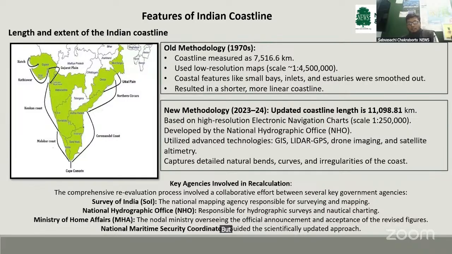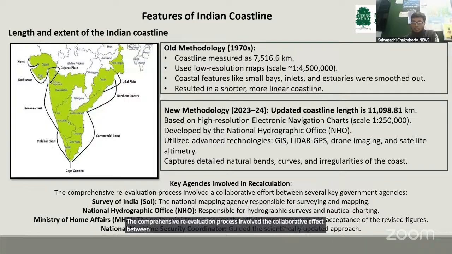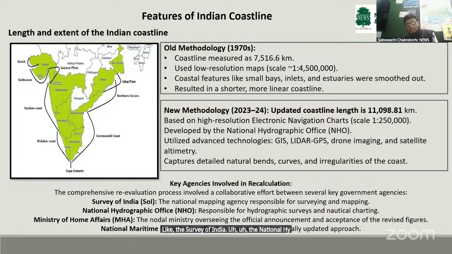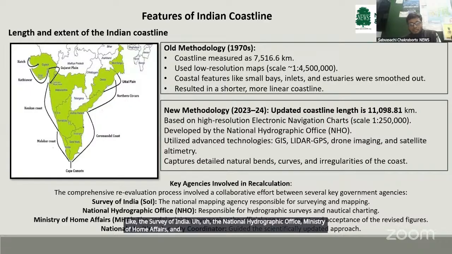But now, in 2023 and 24, it was again recalculated. The comprehensive reevaluation process involved collaborative effort between several key government agencies like the Survey of India, the National Hydrographic Office, the Ministry of Home Affairs, and the National Maritime Security Coordinator. The new methodology adopted included high resolution electronic navigation charts.